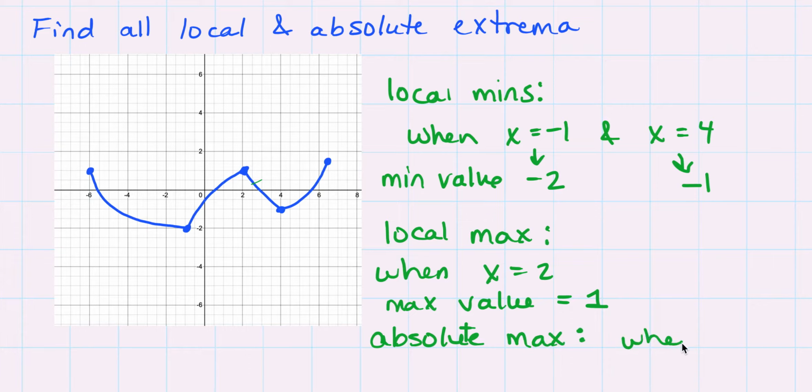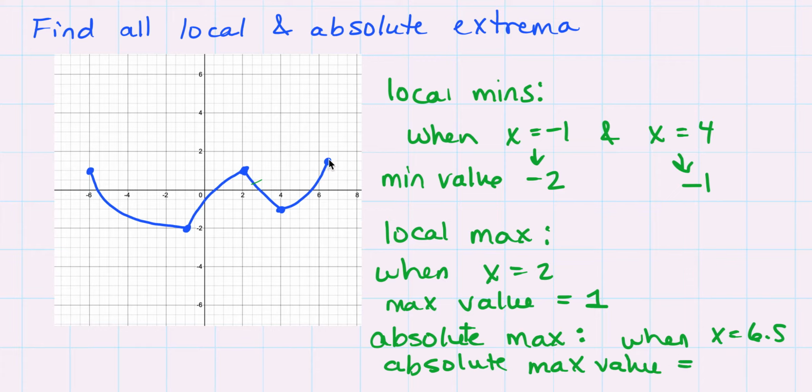That's when x is equal to 6.5. And our absolute max value is equal to, it looks like 1.5. See, that is the highest point on this graph. And we have an absolute minimum, the lowest point on this graph. It occurs at x is equal to -1, and the minimum number is -2.